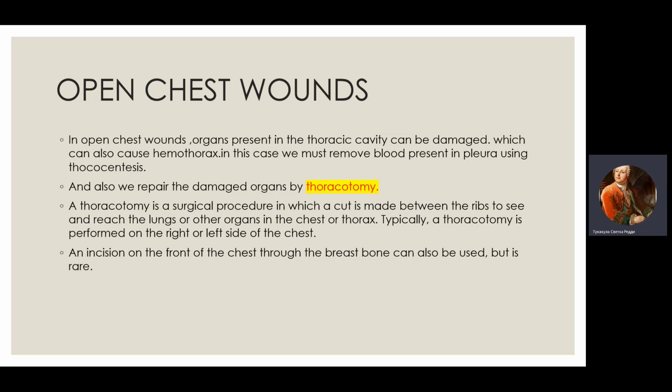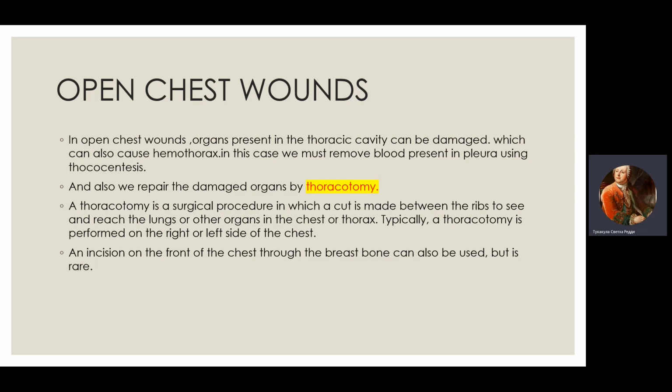Thoracotomy is a surgical procedure in which a cut is made between the ribs to see and reach the lungs or other organs in the chest or thorax. Typically, a thoracotomy is performed on the right or left side of the chest. An incision on the front of the chest through the breastbone can also be used, but it is rarely used by surgeons.